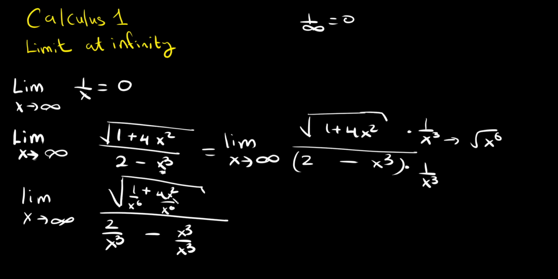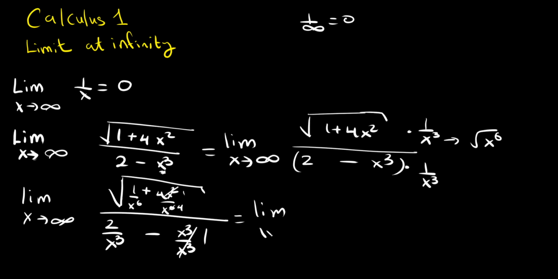Alright, so let's see what we can do. I can divide x to the power of 2 by x to the power of 6. This is going to cancel out, give me 1, and this is going to give me 4. Okay, so here in my denominator, x to the power of 3 divided by x to the power of 3 gives me 1.